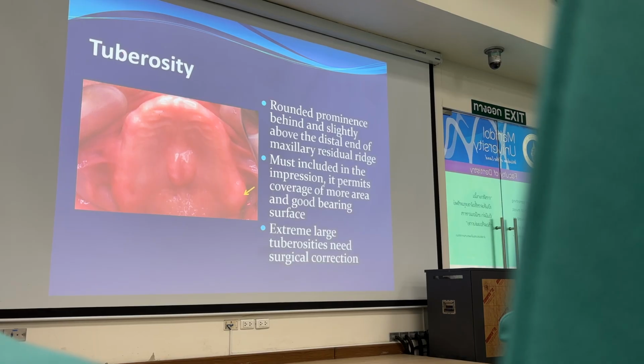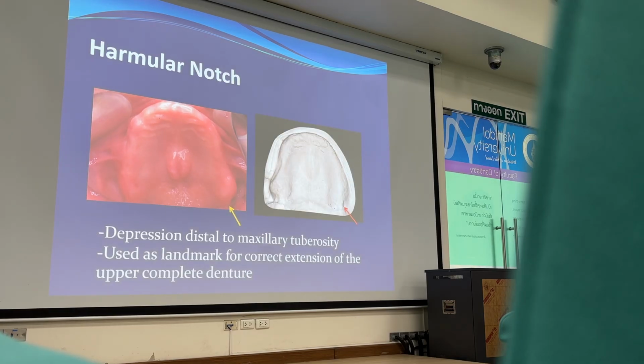Okay, tuberosity here. We have to check for that too because it is the rounded prominence behind, slightly above the distal end of the maxillary alveolar ridge. It must be included in the impression. It covers more area. Okay, if you take the impression and you cannot get this part, you need to retake it, because we need that for the first impression, the primary impression. We have to cover these two. If this one is too big, sometimes there is no space, or we can do a surgical correction of the tuberosity, this and that. Okay, hamular notch here. Okay.